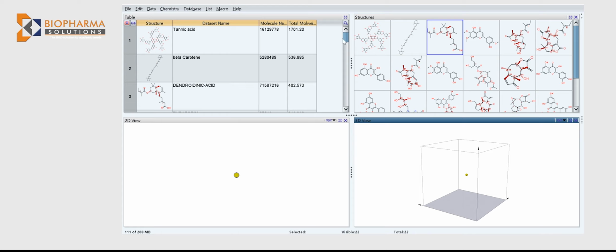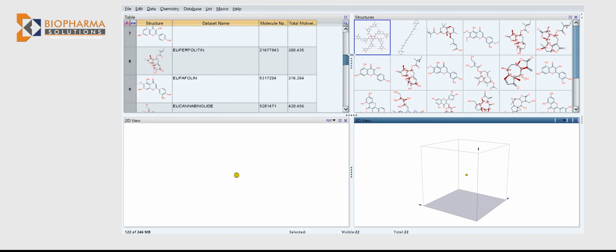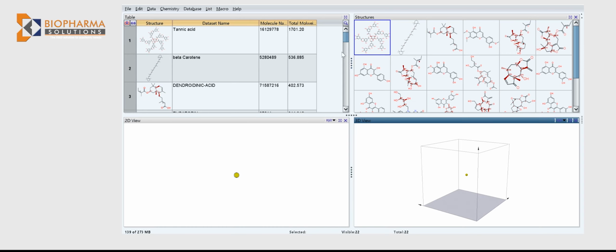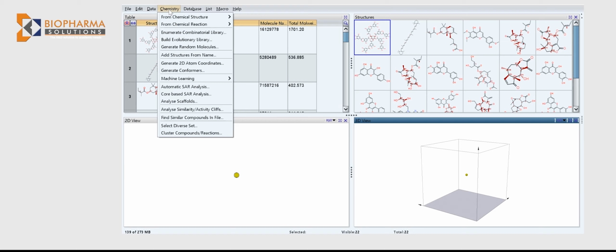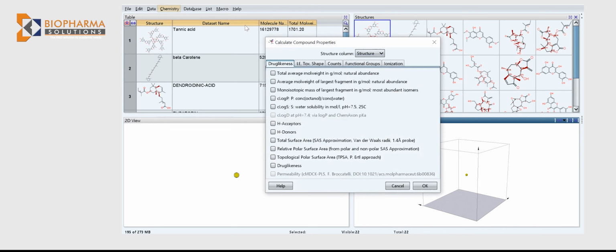So what we have is only a few pieces of information here. Structure is there, name, then molecular identifier, then total molecular weight. These are the only properties kept here for the entire set of molecules which we identified. So 22 molecules we identified in that medicinal plant. Now, first thing is, let us generate the properties from the chemical structure. Then we can generate properties. Okay, properties, drug likeness related.